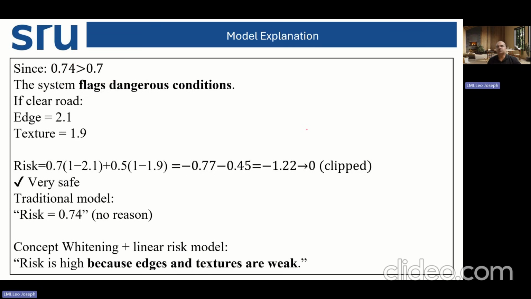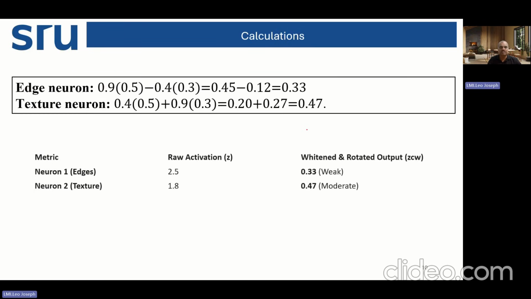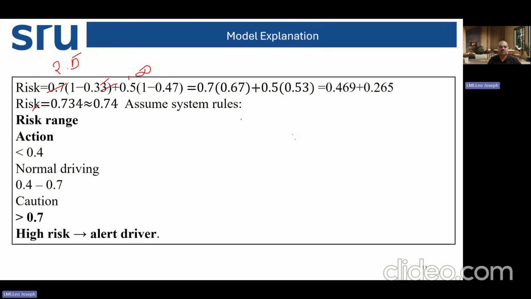The traditional method will give only 0.74. There is no reason from the backend information. It will only tell very high risk. Why it is very high risk, we don't understand. But here we can understand why it is very high: the values, how we are assigning them and how we are getting the condition. If I am calculating the risk score, the risk score parameter is greater than 0.7, so we are alerting the driver like that.